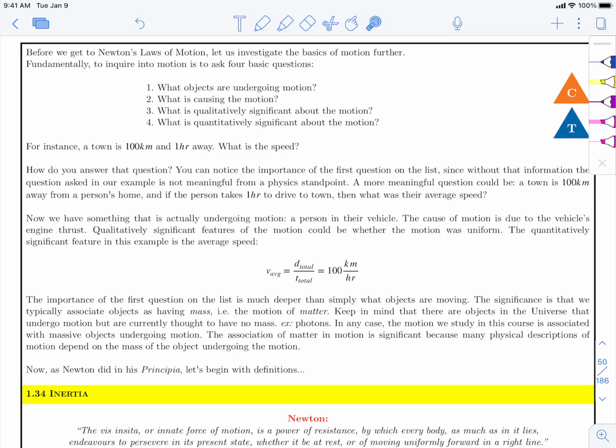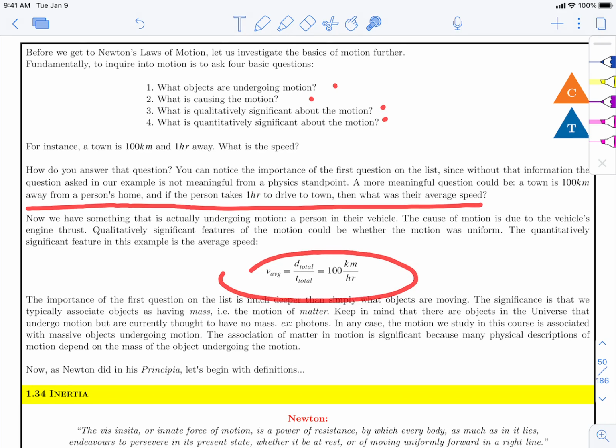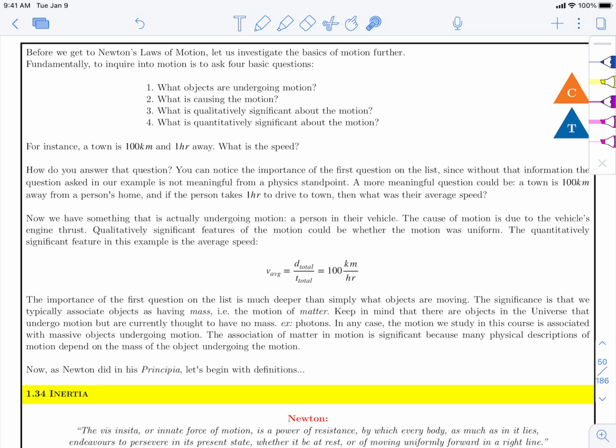A better question could be, a town is 100 kilometers away from a person's home, and if the person takes 1 hour to drive to town, what was their average speed? So now we see that it's a person in their car that is undergoing motion. The thing that is causing the motion could be stated as the car's engine. What is qualitatively significant could be that the motion was uniform, and what is quantitatively significant about the motion could be the calculation of the average speed. So average speed, total distance over total time, 100 kilometers in 1 hour gives you an average speed of 100 kilometers per hour. So having a proper question and having these 4 points in your mind, you're able to arrive at a meaningful answer. And when you're reading these types of questions, you should have these types of questions to ask yourself so you have a better understanding of the physics involved.